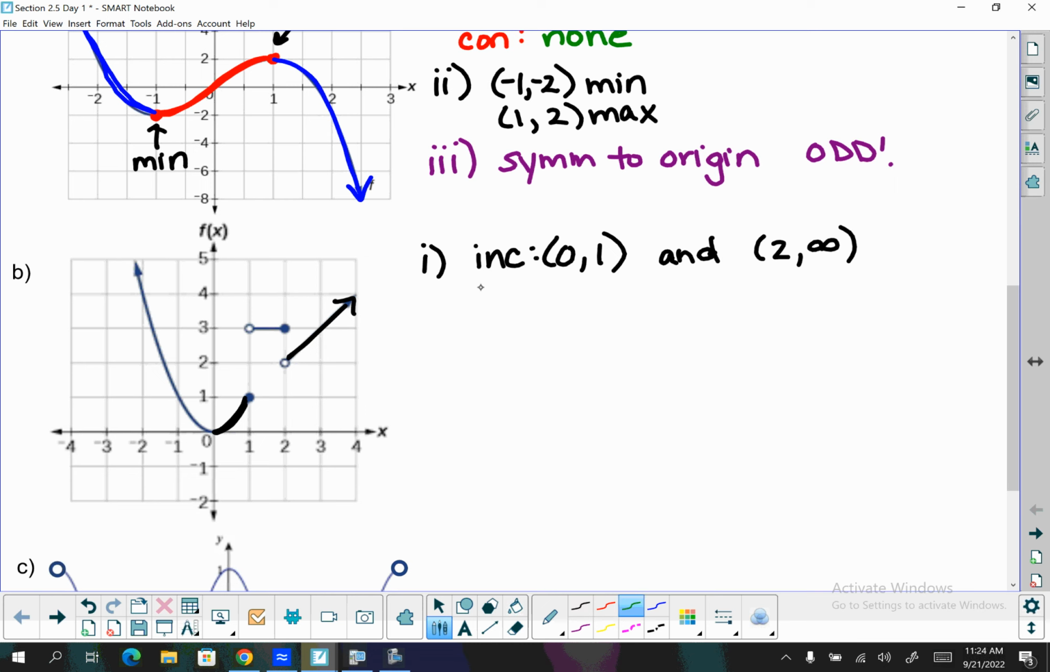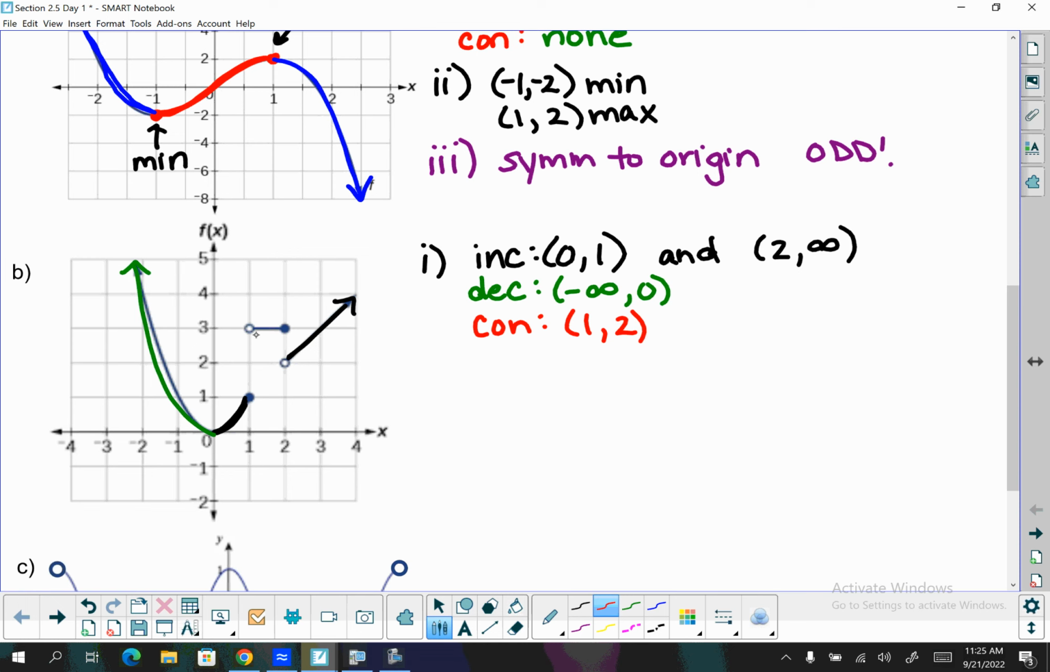All right, anywhere where this graph is decreasing? Perfect. Negative infinity to 0. This guy right there. All right, anywhere where this graph is constant? 1 to 2. Great. Any questions?